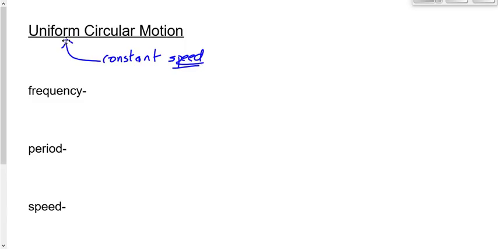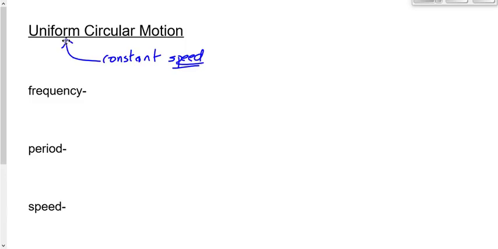Now, we're going to define a few terms here in order to take us along this analysis of uniform circular motion. We're going to start off with three of them. First one is frequency. Where have you heard that word before? Frequency, or the word frequently. How often? Yeah, that's exactly what it is. How often something happens. Now, in physics, we don't define it as how often, but it's like that, right? It sounds a little more technical, but it boils down to the same thing.